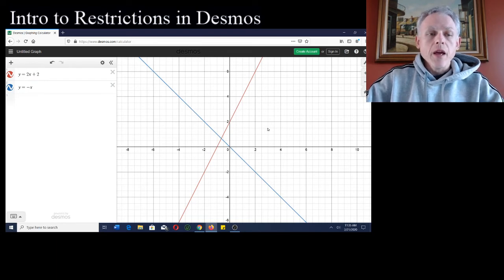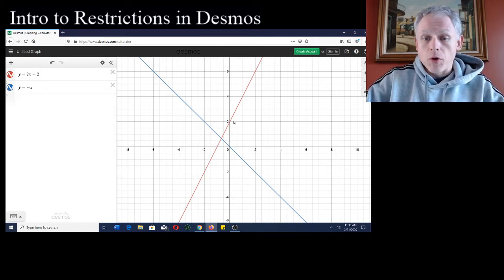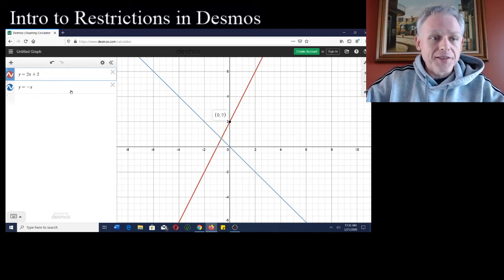Now what I want to do is restrict both of these lines. For the red line, I want it so that I only graph it for positive x. So I want it to start right here at 0 and then just keep going on and on to the right. I don't want this red line to be graphed over negative x.